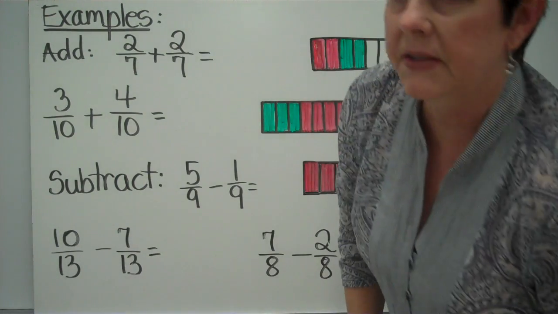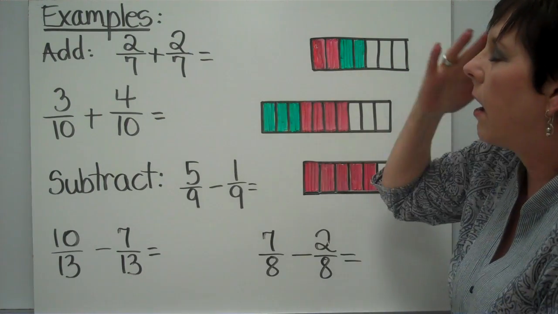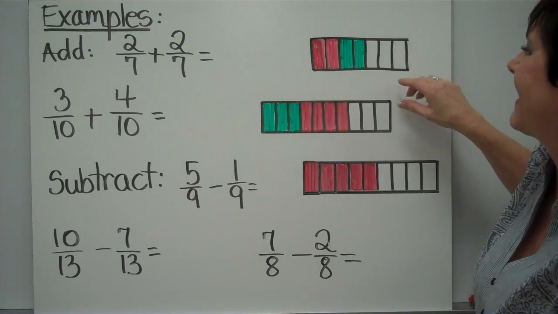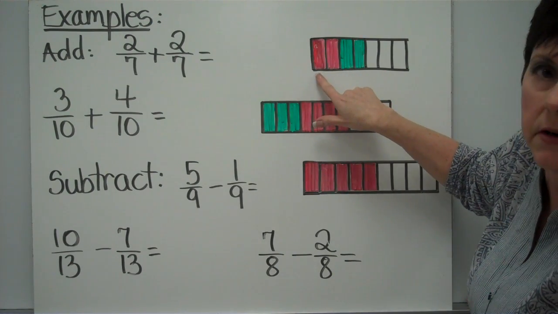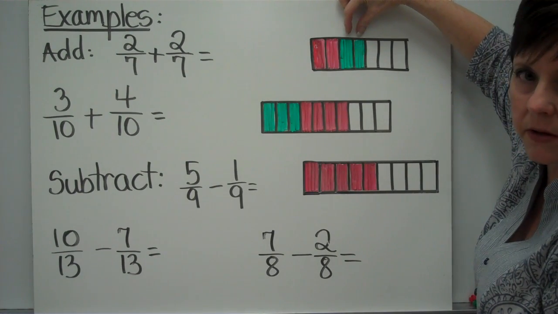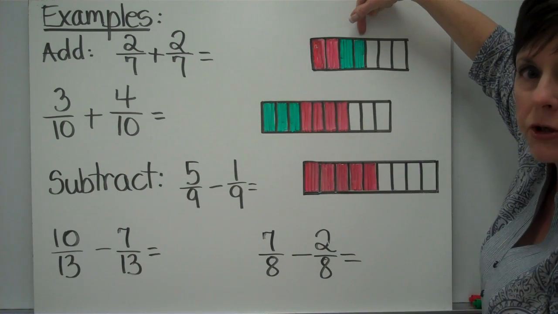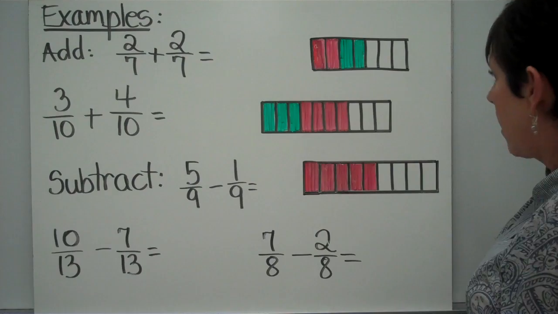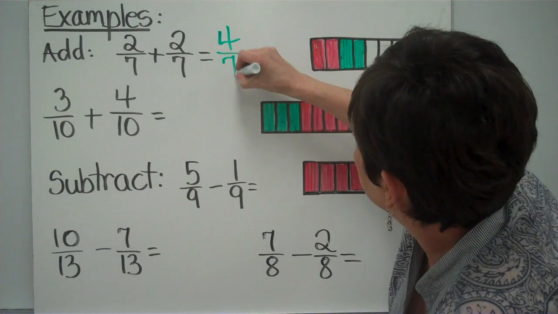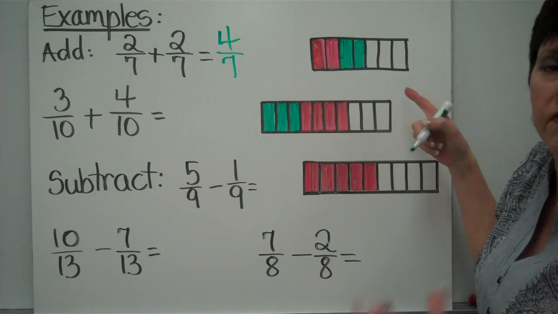Here are some examples. Let's say that we add 2/7 plus 2/7. Here we've got the whole thing divided up into sevenths: 1, 2, 3, 4, 5, 6, 7. And we add 2/7 plus 2/7. I think we can all see that there's 1, 2, 3, 4 of them that are shaded in. So 2/7 plus 2/7 is 4/7. Notice that the sevenths stay the same. It's not 14ths all of a sudden.